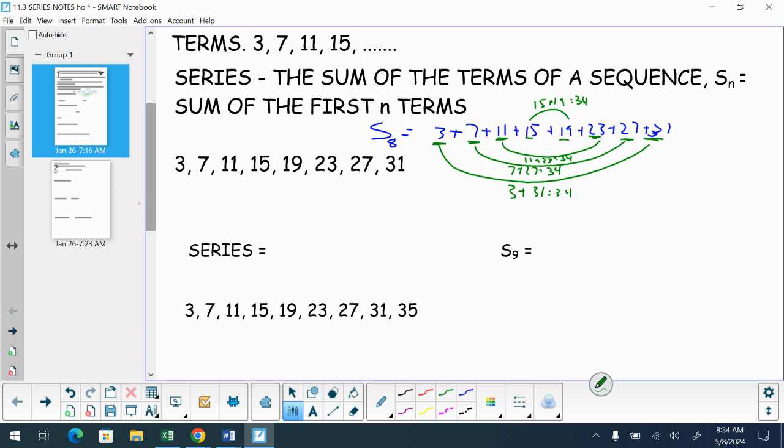Or if I change this into a multiplication problem, we can say this is 4 times 34, to give us 136. So we can change this into a multiplication problem. And that's what happens with an arithmetic sequence.